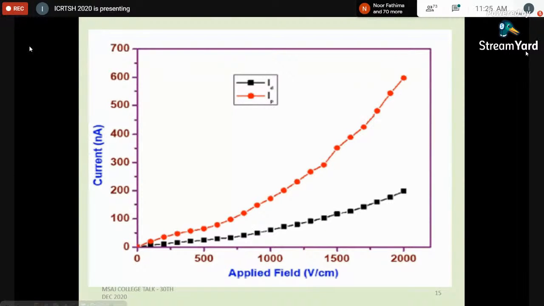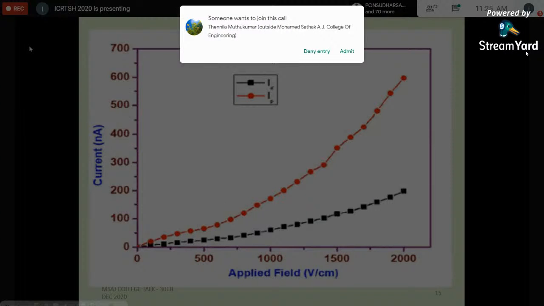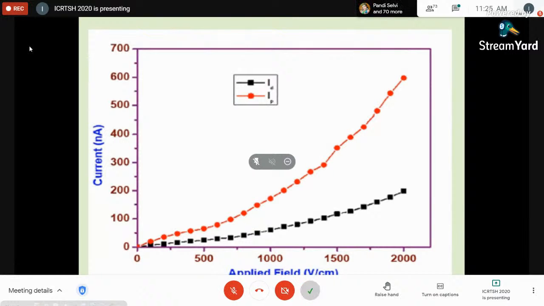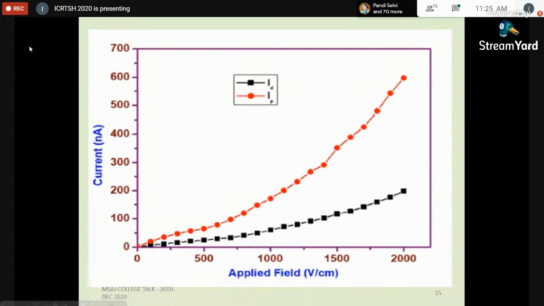We have different applications of positive photoconductivity and negative photoconductivity, and ZnO nanoparticles exhibit positive photoconductivity. That is shown by this representation of current in nanoampere against the field in volt per centimeter. Electric field is volt per meter or Newton per coulomb. When you are giving direct pressure, it's Newton per coulomb. When you have an applied field or voltage, then it's volt per meter or volt per centimeter. Next slide, please.